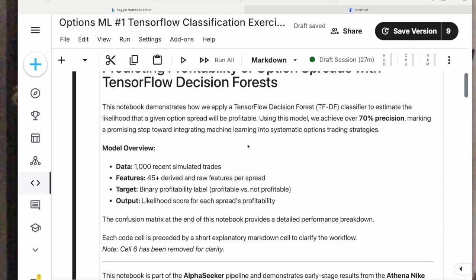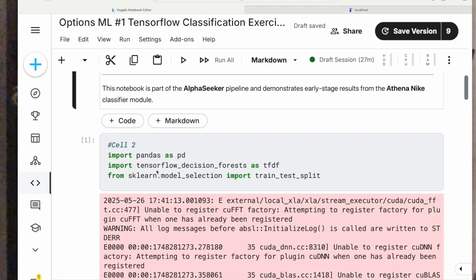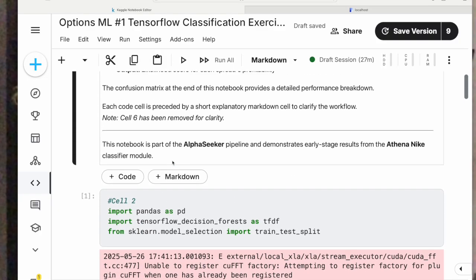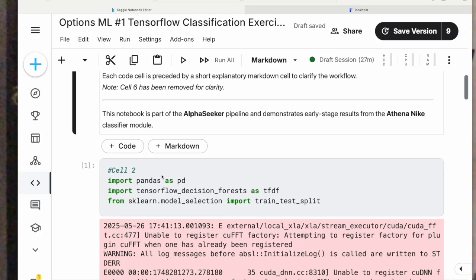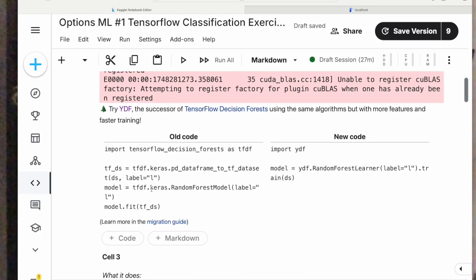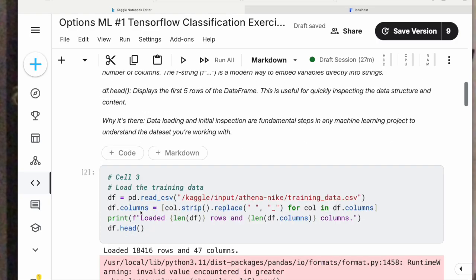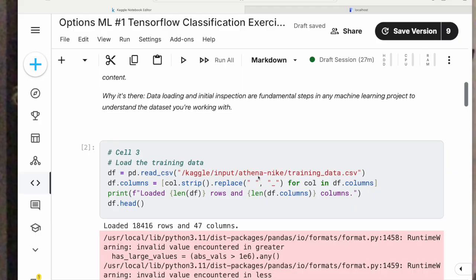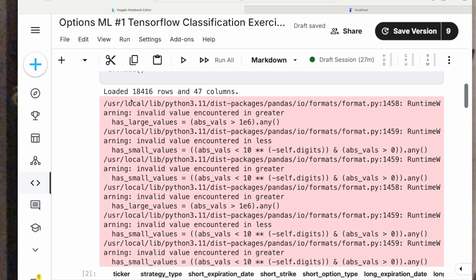We talked about the 1,000 simulated trades, and here's our code. And as part of the notebook, each code cell is preceded by a short explanatory markdown cell to clarify the workflow. So each cell, I tell you before what it does. So on cell 3, here's the explanation. And then here's the work. Here's where it loads the training data. It's actually the complete data set for our exercise. Loaded 18,000 rows with 47 columns.